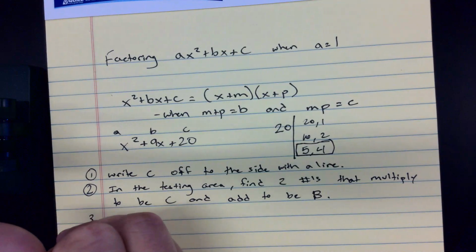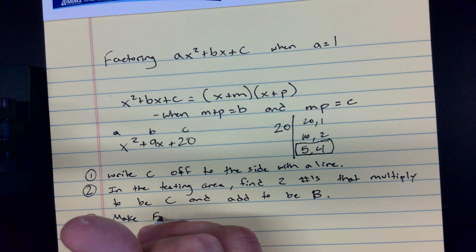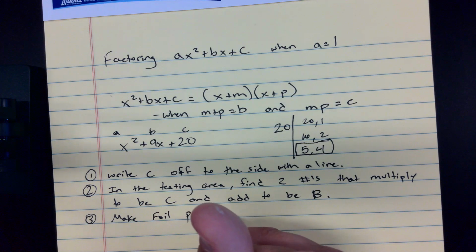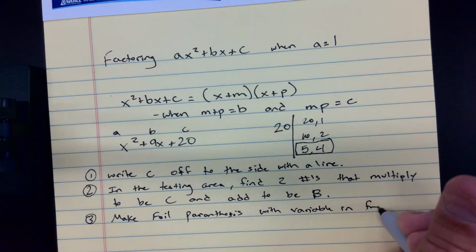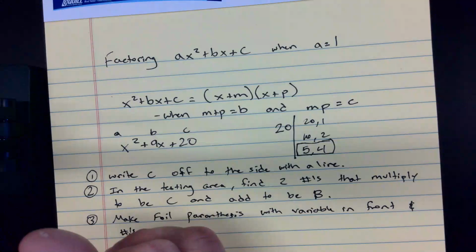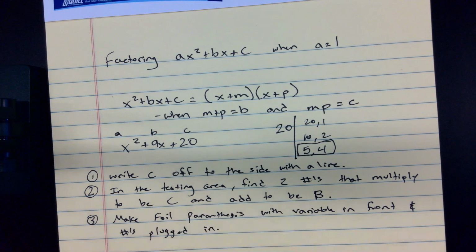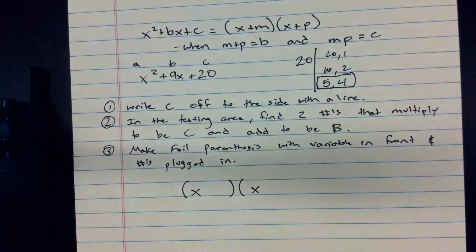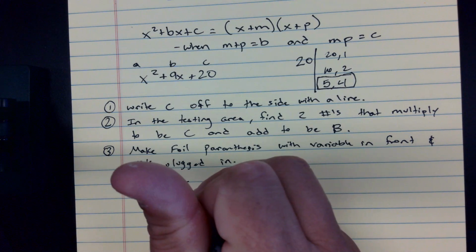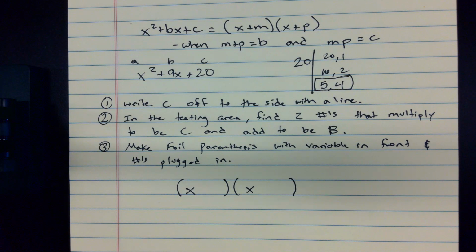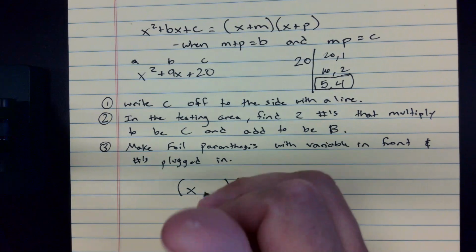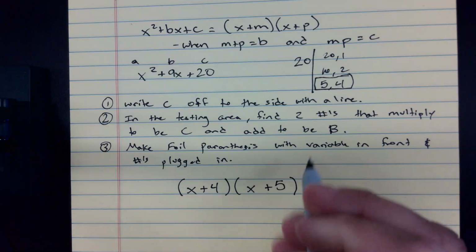Step number 3: make FOIL parentheses with variable in front and numbers plugged in. So they're going to look like that at the very first. Now it's very key to identify, are 4 and 5 positive or negative? They're both positive, so they're both going to be positive down there, and there's your answer.